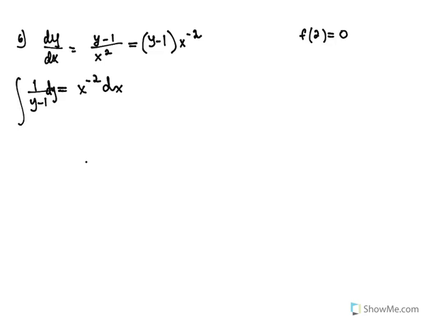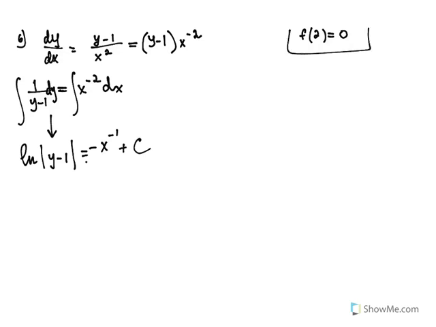Now let's integrate both sides. It looks almost like the last problem. The integral of 1 over y minus 1 gives you the natural logarithm of the absolute value of y minus 1. And this one would be x to the power of negative 2 plus 1, which is negative 1, over negative 1, so we can just put the negative, plus c. Now we need to find that c.